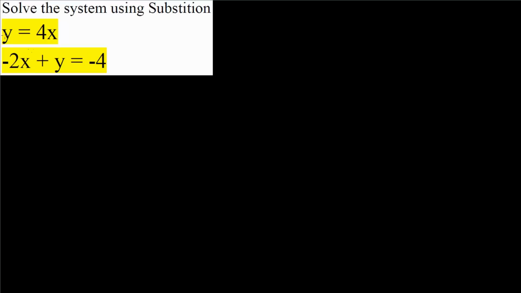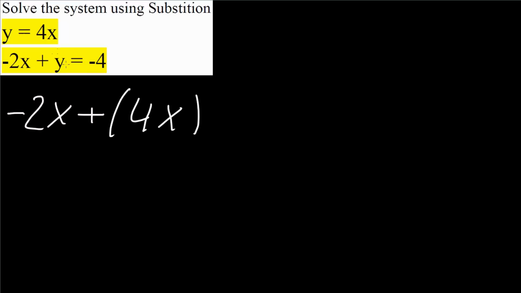In this first line, we're saying that y is equal to 4x. If I want to use the substitution method, I will replace y here with 4x, since the first line tells us y is equal to 4x. So instead, I will say that minus 2x plus, instead of y, I'm going to put 4x. I am simply replacing y with this 4x here, because y is equal to 4x. And this right here is equal to minus 4.